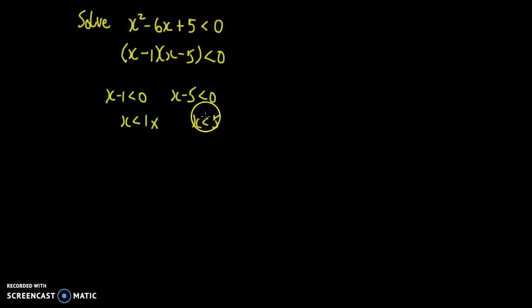x less than 5, let's test that out for 4. 4 squared is 16, subtract 24, that's -8, add 5, -3. -3 less than 0, that does work. It does work, and it works until you get less than 1. So somehow this has gone wrong and doesn't work.